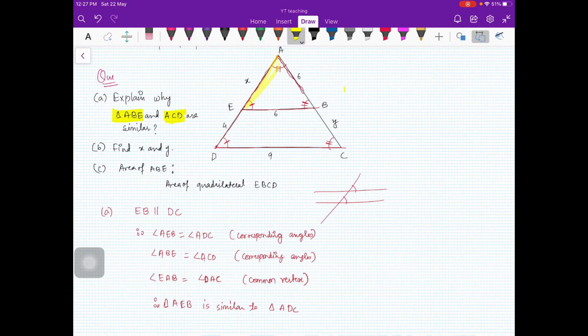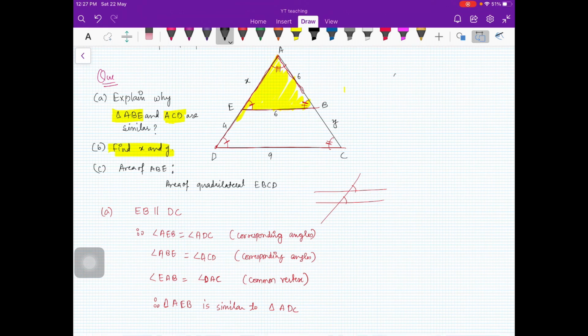The smaller triangle here, AEB, is similar to this bigger triangle here. Okay. Now, the next part is find x and y. So, can you do this? This is simple. You have to find x and y. So, you are given some values.